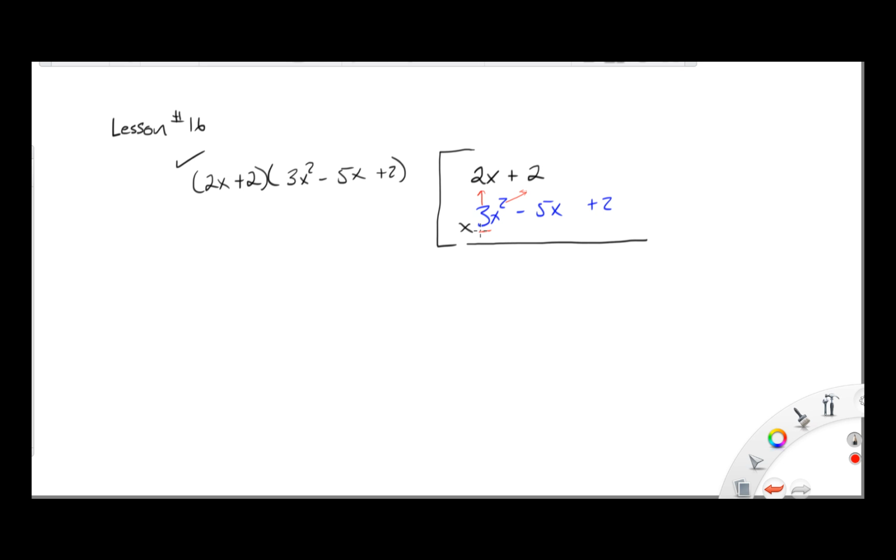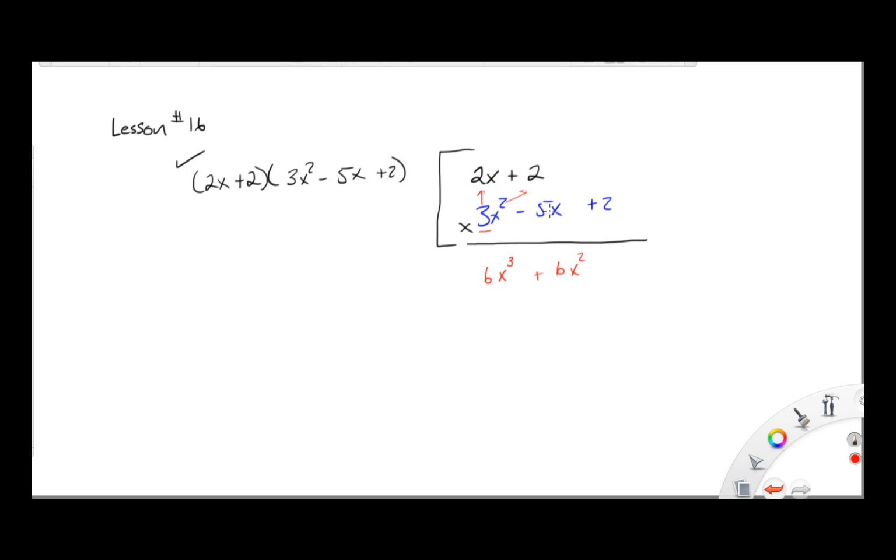And when we do that, 3x squared times 2x, we're going to multiply up, is 6x, and then we're going to add the exponents and it's going to be cubed. We're going to multiply 3x squared times 2, which is going to be plus 6x squared, because there is no x here, okay?